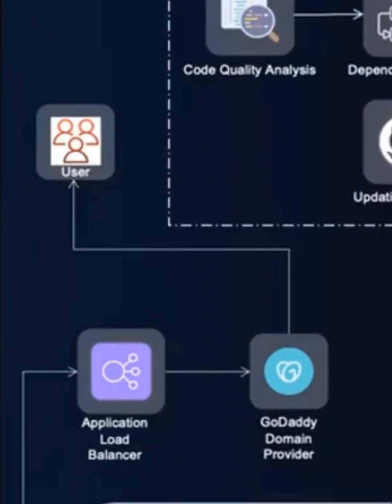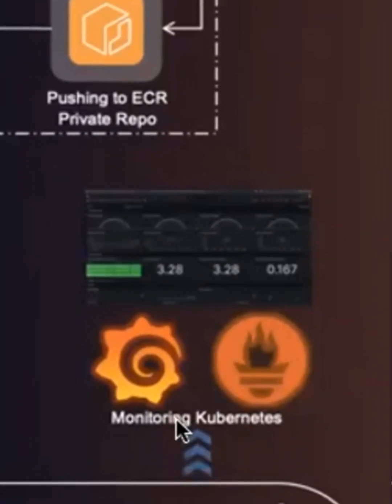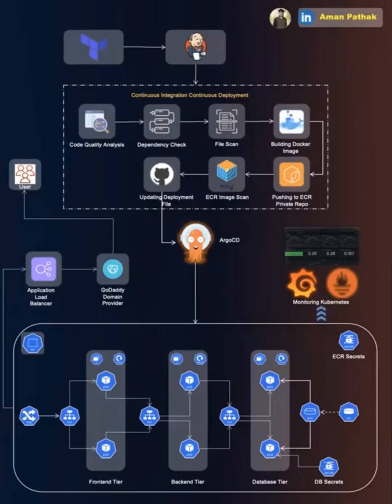Now let's move forward to the monitoring part. In the monitoring part, we are using the kube-prometheus-stack with Grafana to monitor our Jenkins server and EKS cluster along with the application's performance. I hope you have understood the end-to-end workflow of this architecture diagram.